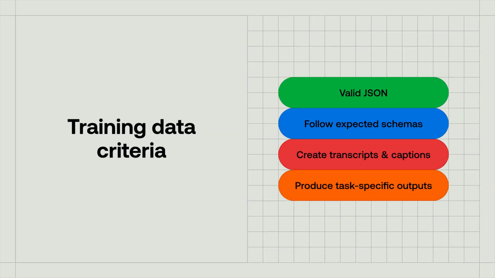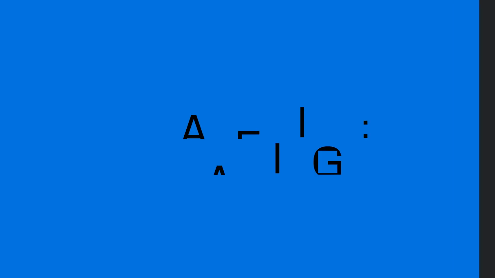So that means that it had to return valid JSON, follow the expected schemas, handle the transcripts and captions, and also produce task-specific outputs consistently. JSON-L is powerful because it allows you to create JSON in one line, and this JSON was really just a conversational output format of working with an AI model. So you're talking to the assistant, the user, the system, you know the whole game.